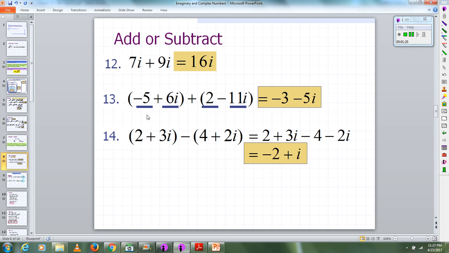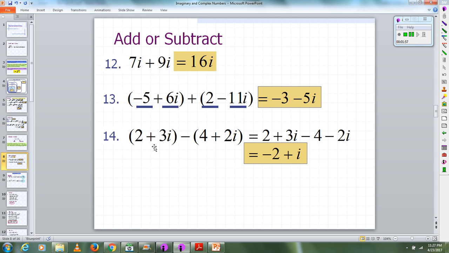Next one, you go ahead and add these two binomials. You add the real part with the real part, so -5 plus 2 will give you -3. Then the imaginary number with the imaginary number, so 6i plus -11i will give us -5i.